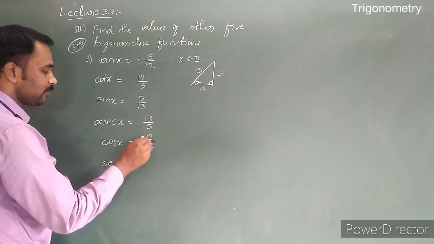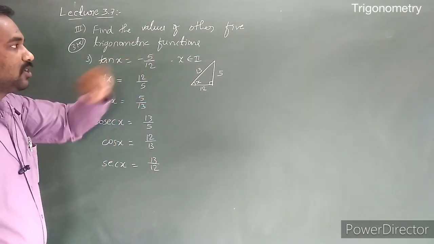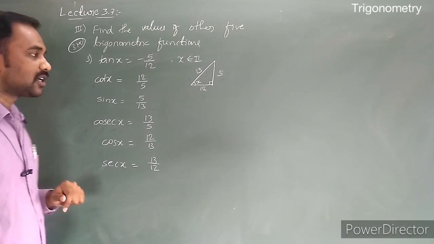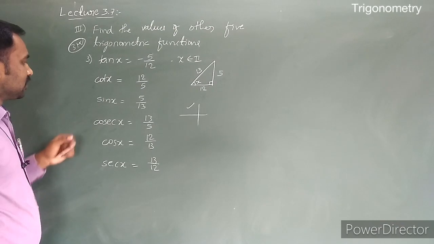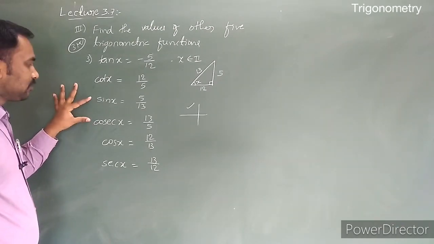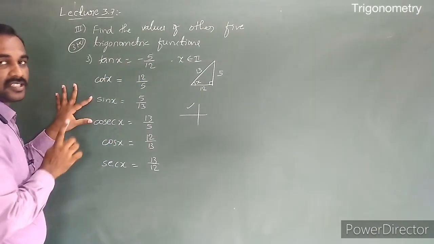Sec x is equal to the reciprocal of cos, 13 divided by 12. Now, x belongs to which quadrant? Second quadrant. In the second quadrant, which ratios are positive? Sine and cosec are positive. The remaining are all negative. Already I have given the tan, negative. Don't change the sign.